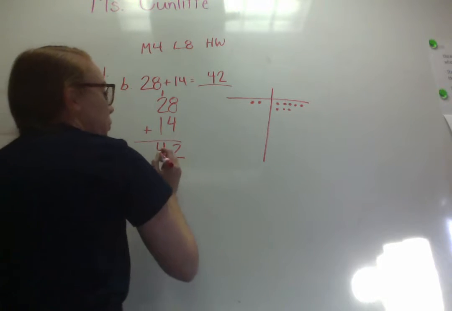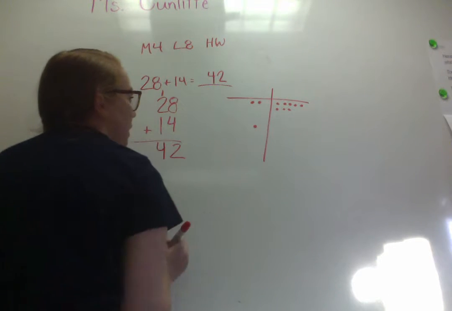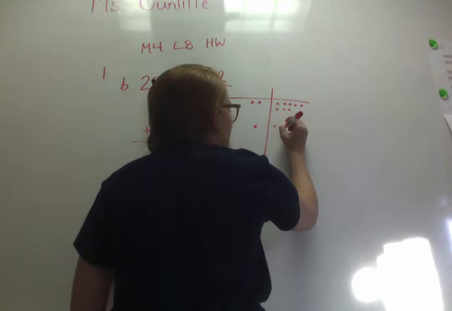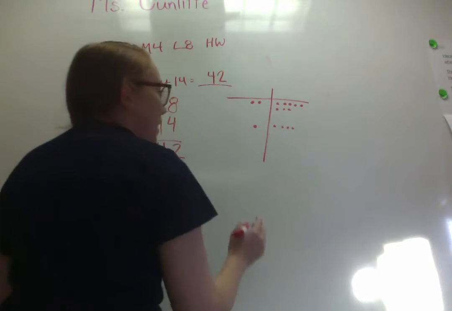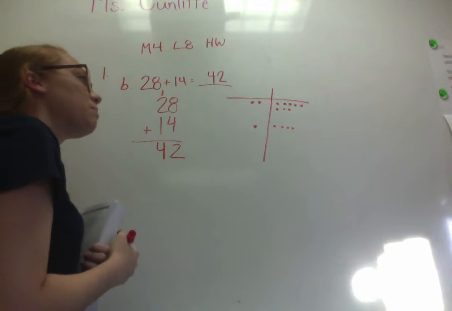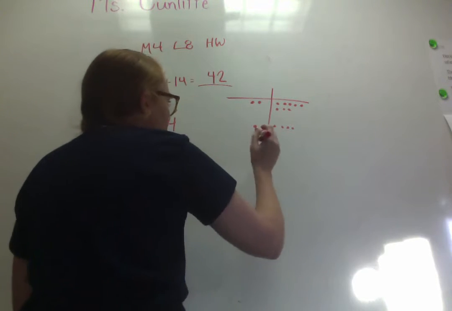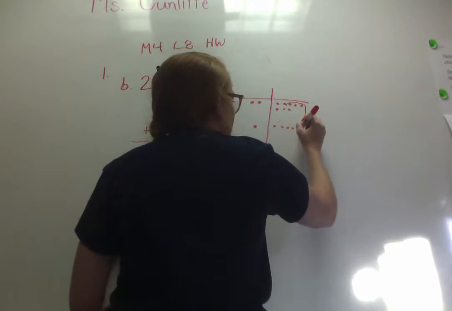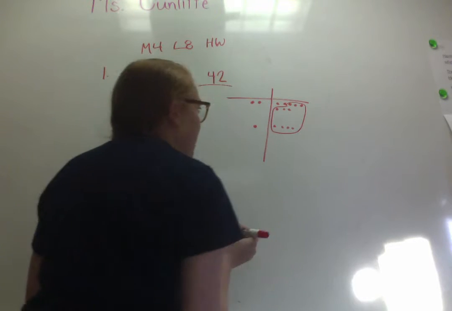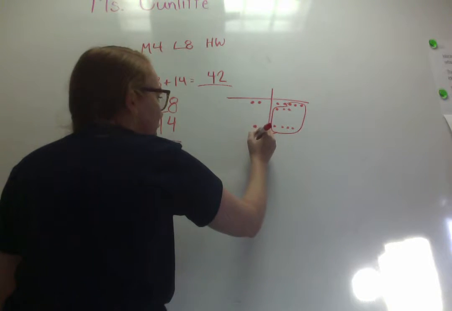Now I have to do 14, 1 dot in my tens, 4 dots in my ones. I think I have too many dots over here. Remember, I have to bundle and regroup. So I'm going to circle how many would equal 10. So I've circled my 10 dots, bring them on over, make a new dot.